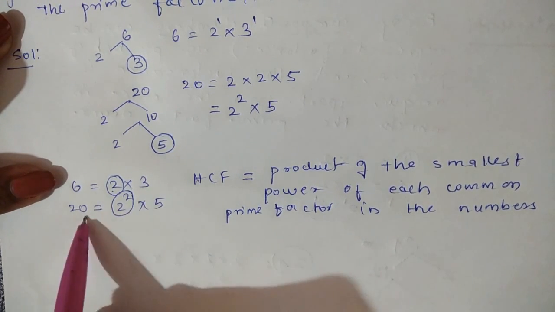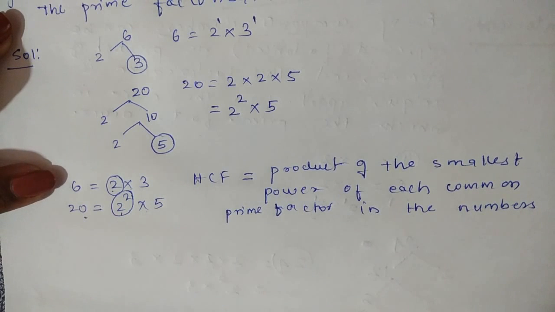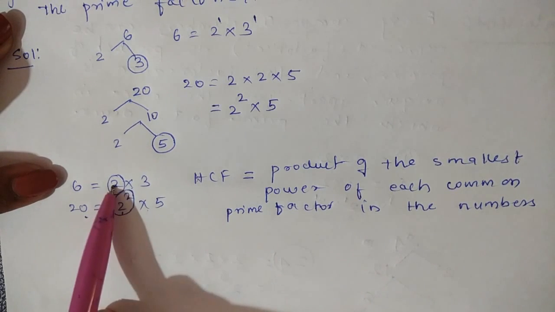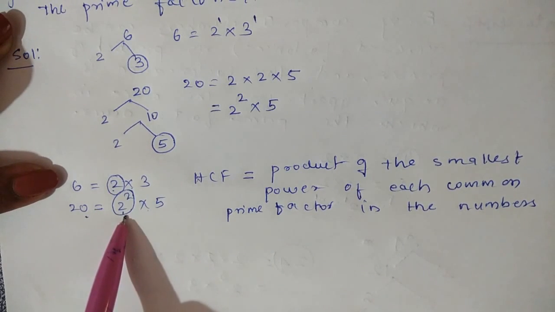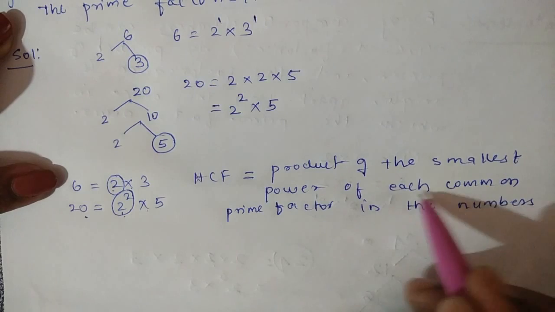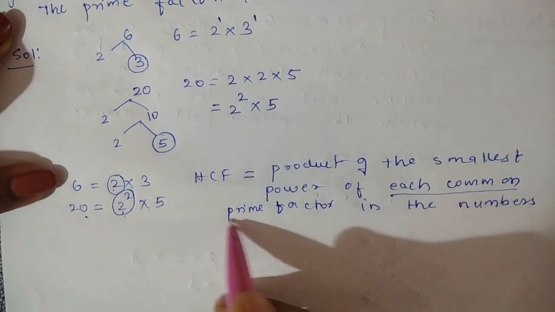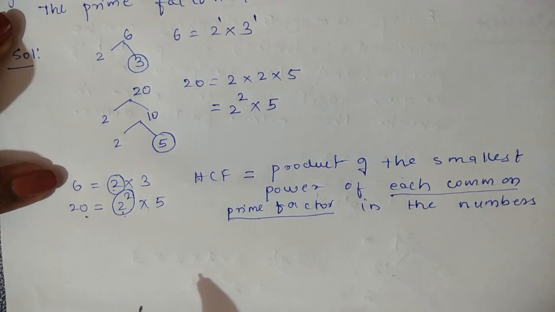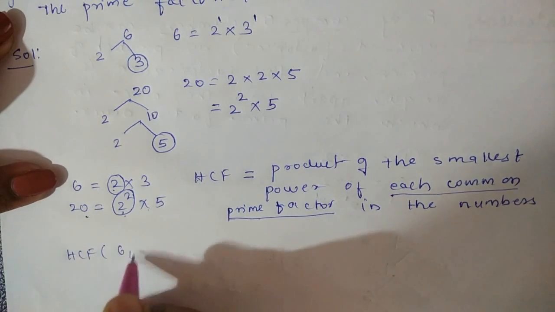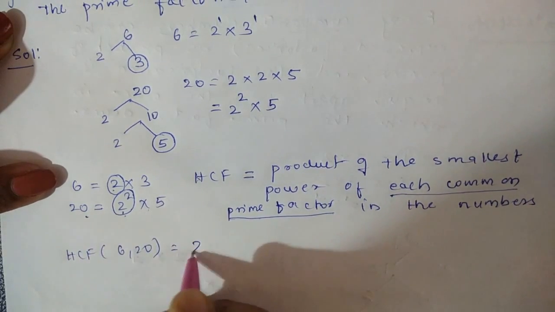6 is 2 into 3, 20 is 2 square into 5. Now what is the smallest power of the common prime factor? My common prime factor for both is 2. But here it is 2 and here it is 2 square. So we have to choose what as the HCF? The smallest power of the common factor. Very, very important: each common prime factor. So what will be therefore the HCF of 6 and 20? It will be nothing but 2.